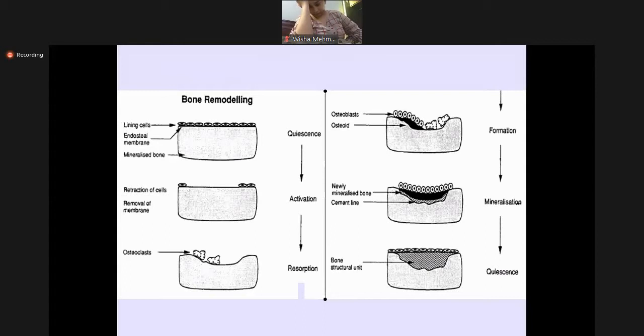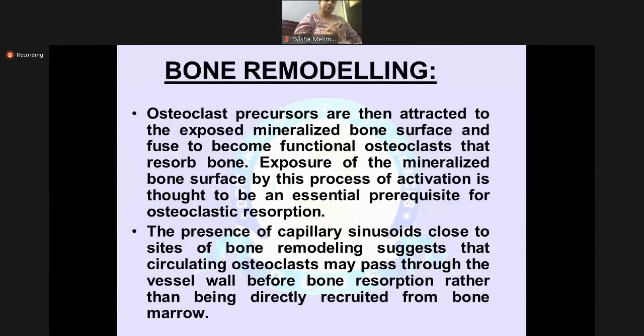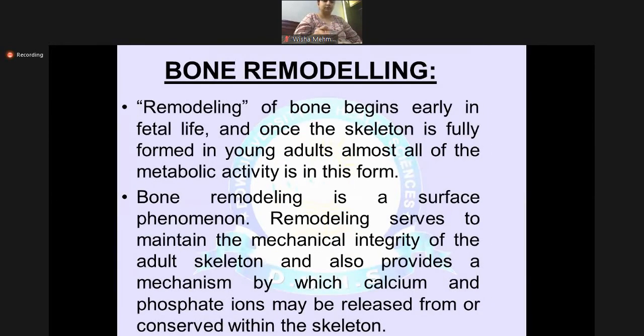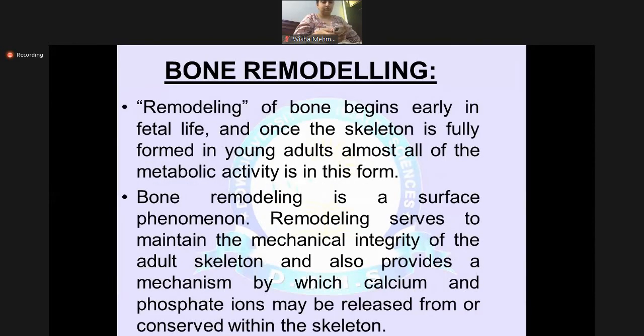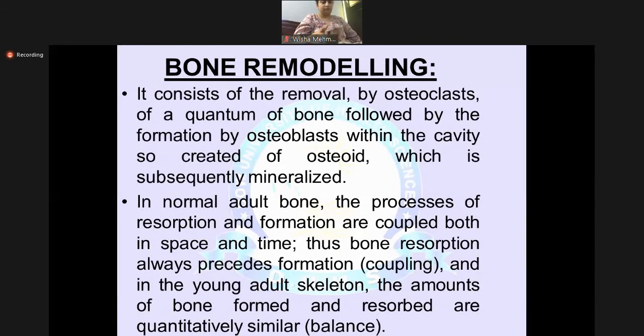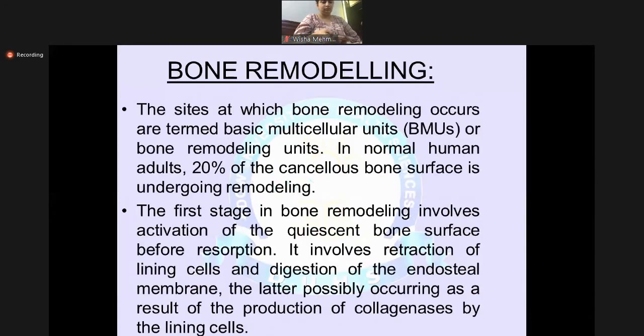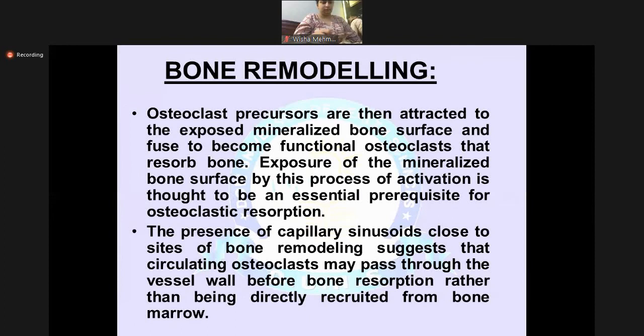Some elements enter the blood and the remaining elements are cleaned up by the macrophages, and by these activities, a shallow cavity is formed in the bone resorbing compartment. So by the activity of the osteoclast, what happens? The bone is resorbed, and as a result, a shallow cavity is formed at the bone resorbing compartment.